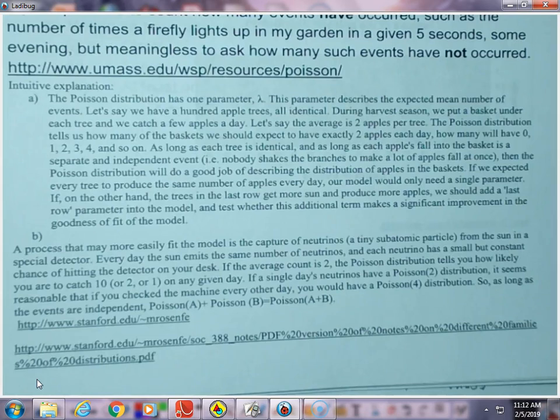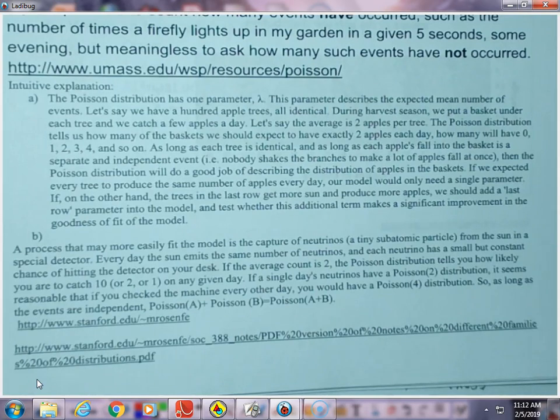But a process that may be more easily fit to the model is the capture of neutrinos, a tiny subatomic particle, from the sun in a special detector. Every day the sun emits the same number of neutrinos, and each neutrino has a small but constant chance of hitting the detector every test. If the average count is 2, the Poisson distribution tells you how likely you are to catch any number you want in a given day.